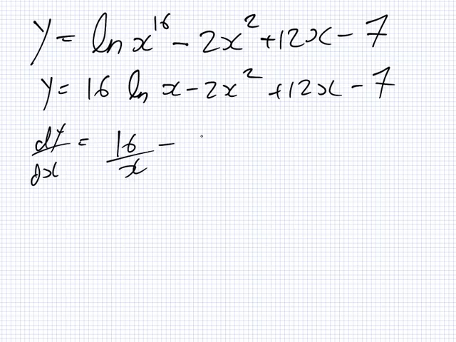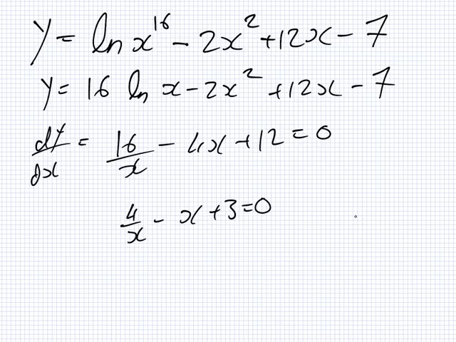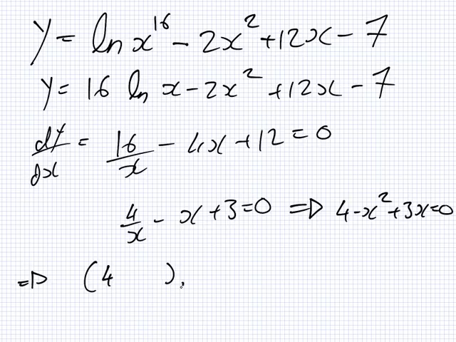16 over x minus 4x plus 12 equals 0. Divide by 4: 4 over x minus x plus 3 equals 0. Multiply by x: 4 minus x squared plus 3x equals 0. x equals 4 and minus 1. You're giving me the answers. Nice. And the matching y is 31.2, which was its maximum, and minus 21. Well, let's check which is which.